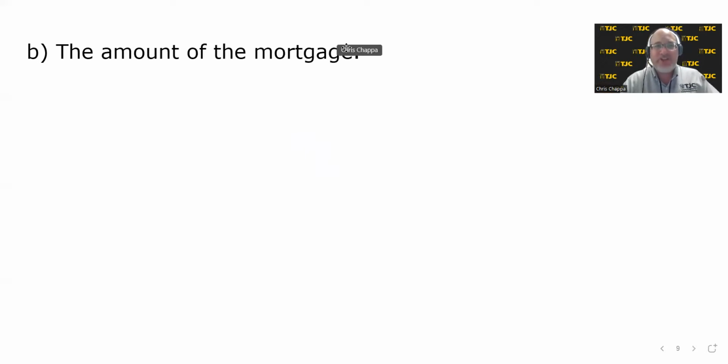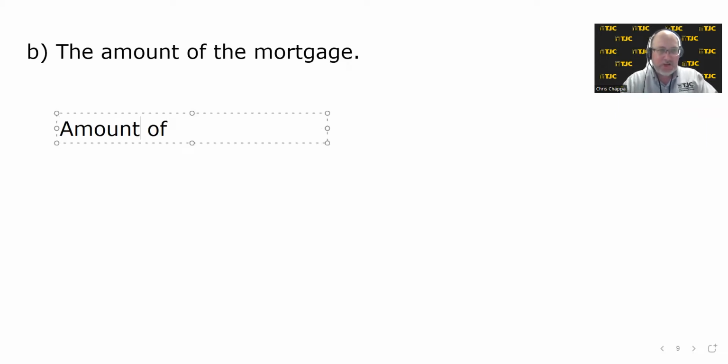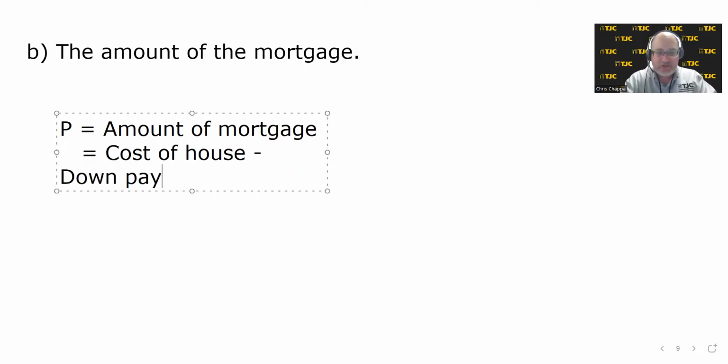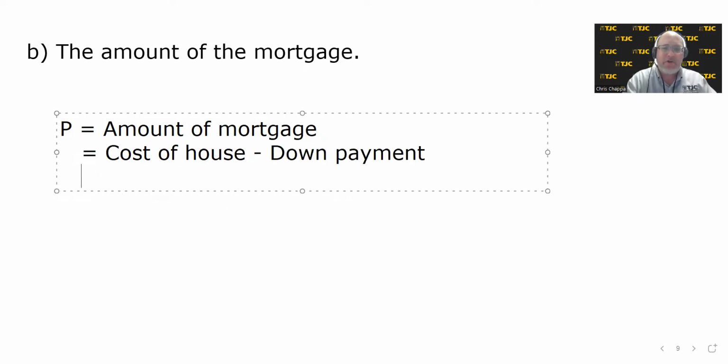Well, the amount of the mortgage is not the cost of the house. A lot of people might think that, but the amount of the mortgage, which is going to be our P, is not $155,000, but it's the cost of the house minus the down payment. It's how much I have to borrow to buy this house. Well, the house costs $155,000, and we're going to make a 10% down payment, which ends up being $15,500.